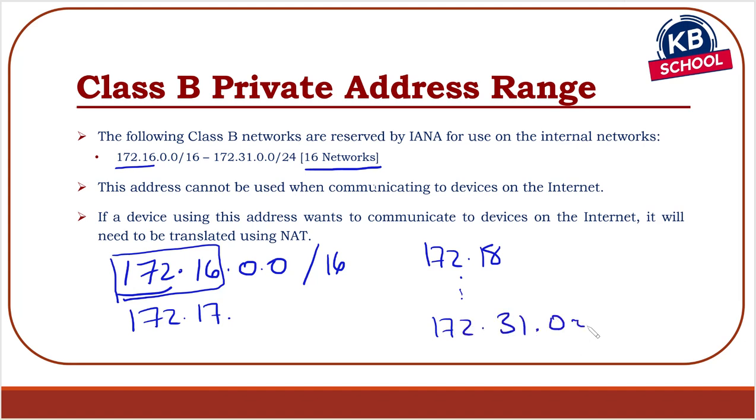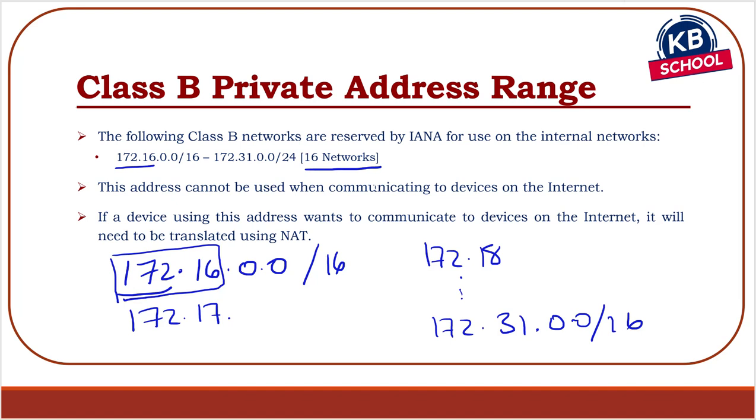172.31. So a total number of 16 addresses, 16 to 31, are private addresses in the Class B range. If you want a smaller network than a Class A network, you don't want 16 million hosts on that network. You might as well use one of those private addresses, the Class B address range. That is between 172.16 through 172.31. Those are the 16 addresses used as the private Class B addresses.